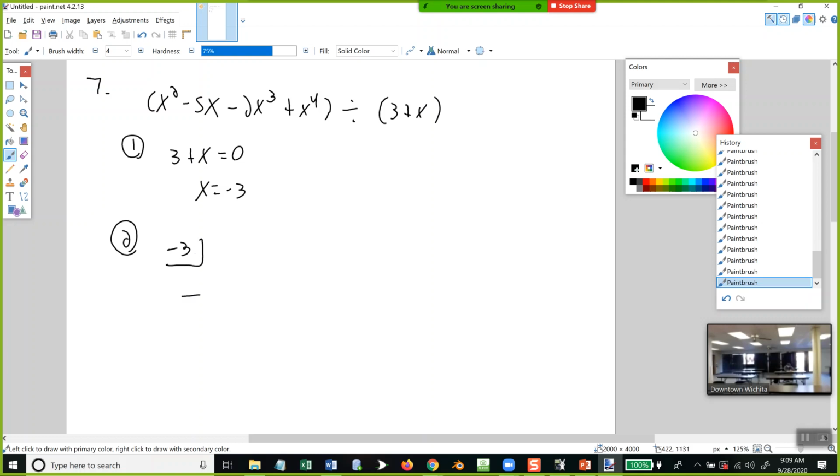Step 2, build our form. The number you found in step 1, you put in the box in the upper left-hand corner. Identify your largest power, which is x to the fourth. So starting with x to the fourth, I'm going to have one for each power going down. X to the fourth, x to the third, x squared, x, and no x.